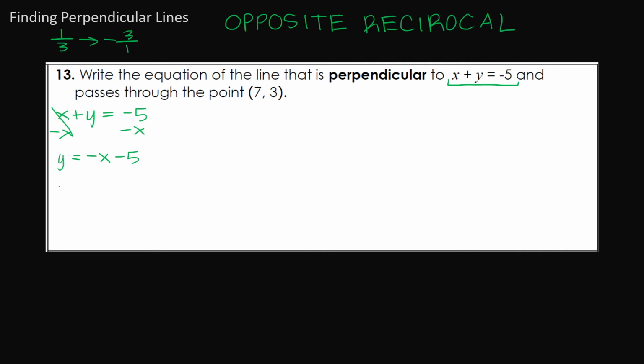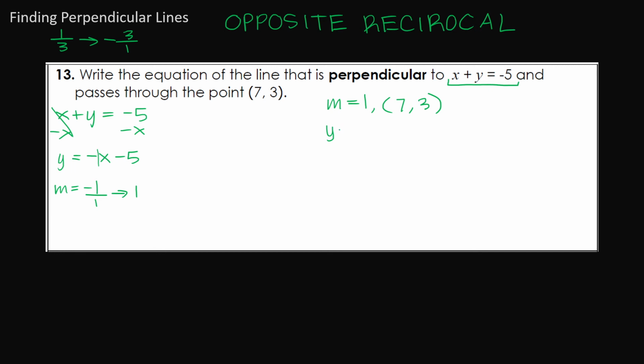The slope of this line is negative 1. Remember, when there's no 1 written, it's implied. There is a 1 here. So the slope is negative 1. Well, the opposite reciprocal of negative 1 would be this. We change the sign, it's going to be a positive number, and then we flip the fraction. So the slope of the line perpendicular to this one is going to be positive 1. So let's rewrite this equation in point slope form. New line slope is going to be positive 1, and it passes through the point 7, 3.